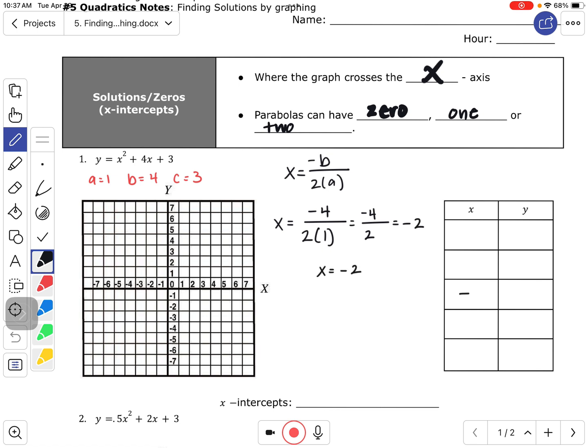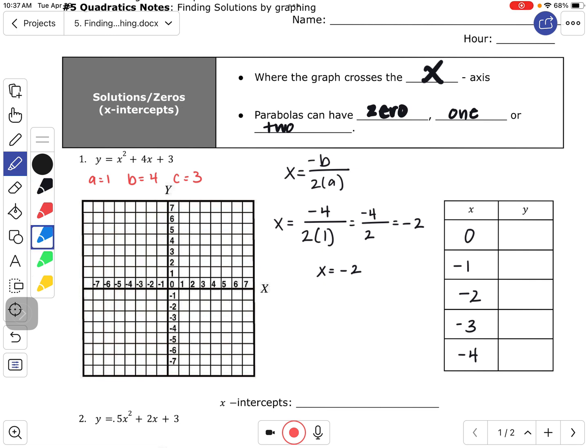Remember, we put that right in the middle. So I'm going to put that negative 2 in the middle of that section. And then I'm going to go 2 below that, negative 3, negative 4, and 2 above that, negative 1, 0. Okay, so we found all our x's. Now we're looking for our y's, and we can find our y's by filling in our x in the 2 spots that have an x.